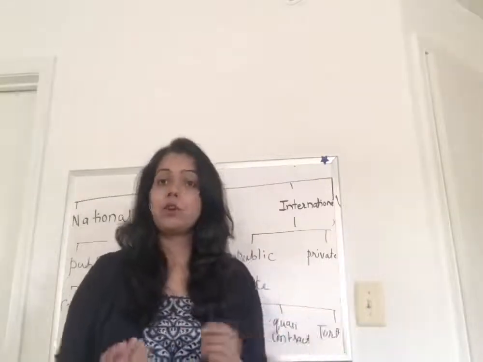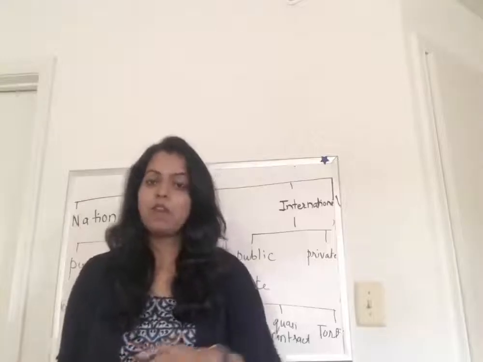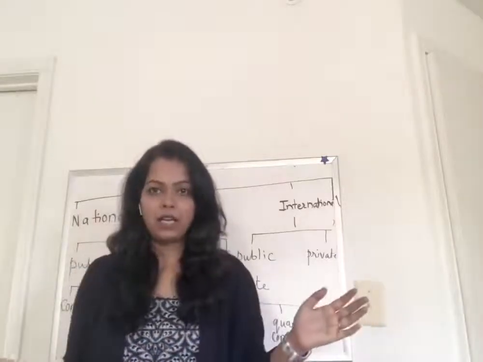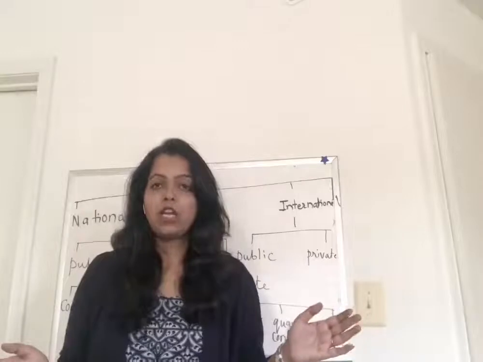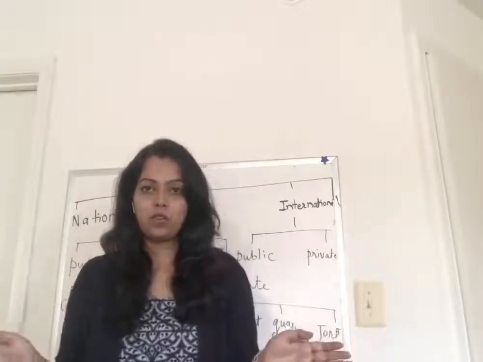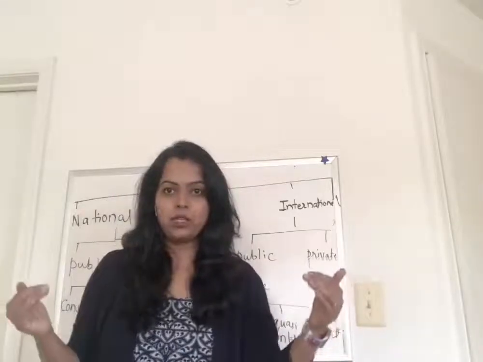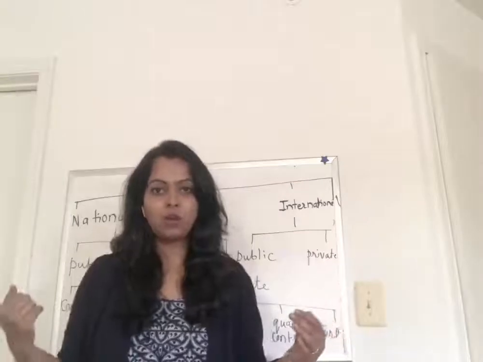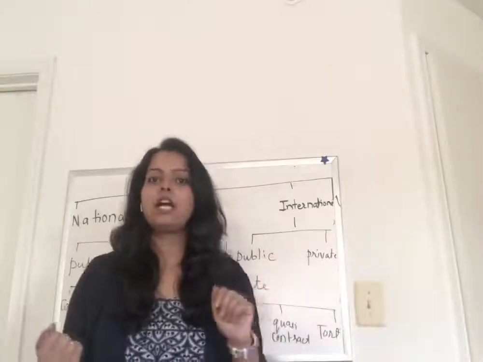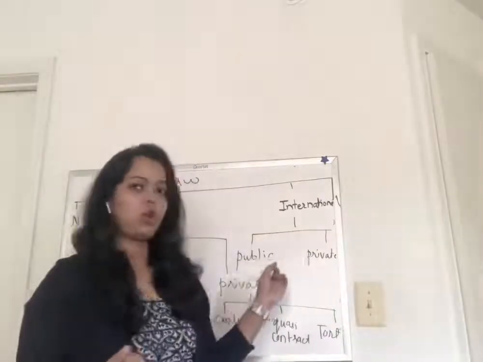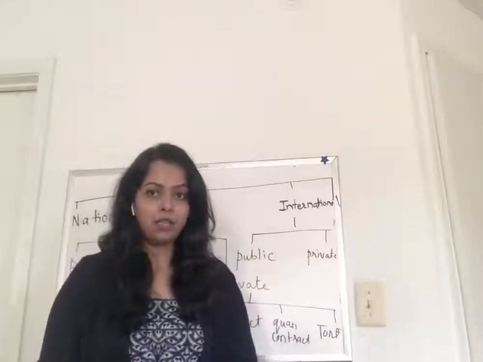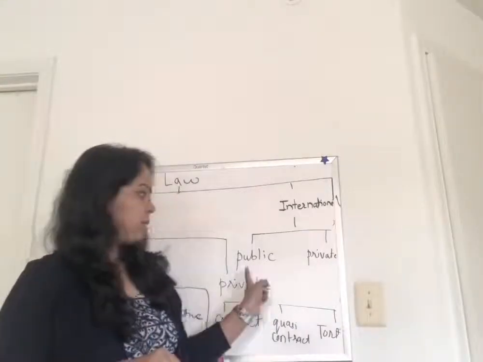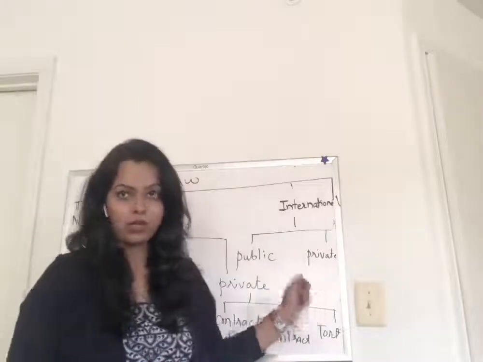Now, if there is a contract between two countries, for example, Germany and India again, but not between a citizen of Germany or a citizen of India. It's between two countries, Germany and India. So if there is a contract between these two countries, it comes under public international law. So international law is again divided into two categories: public international law and private international law.